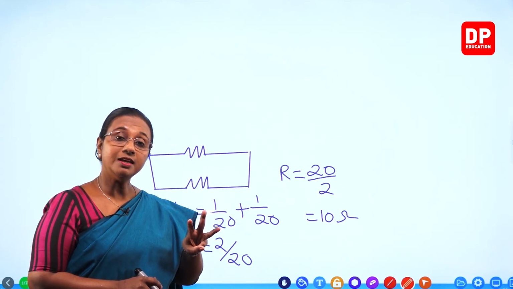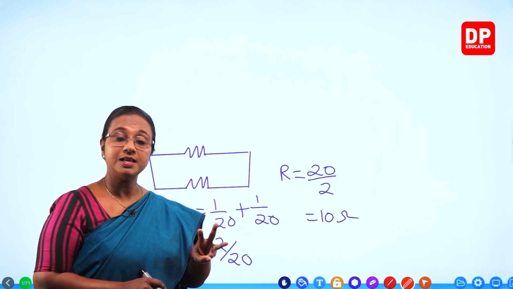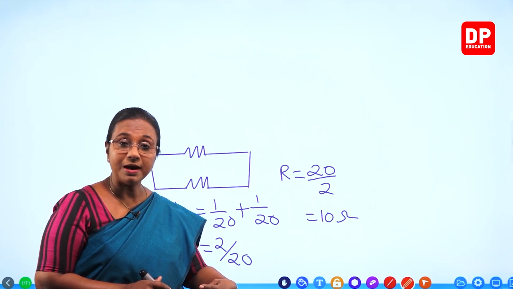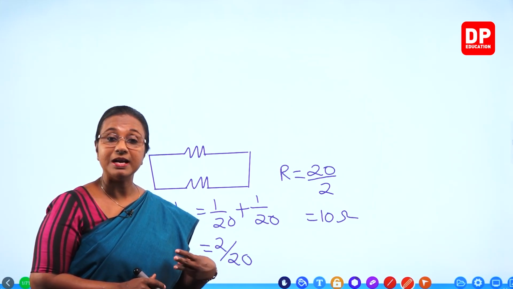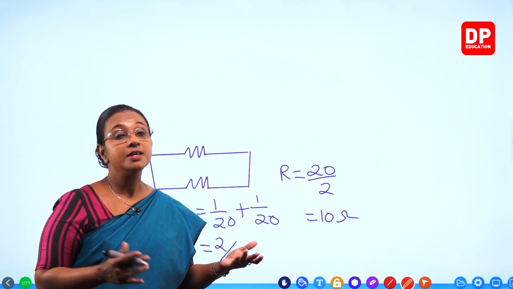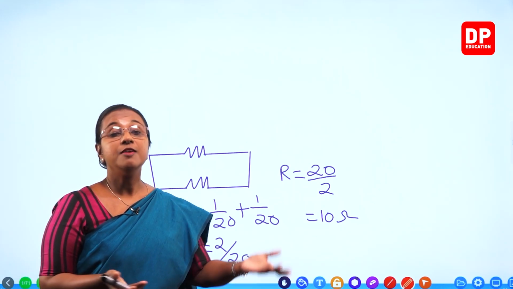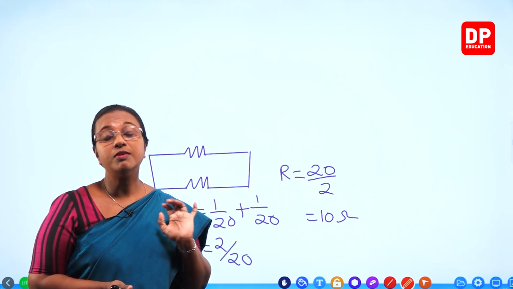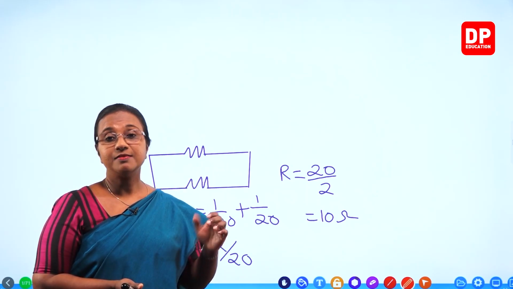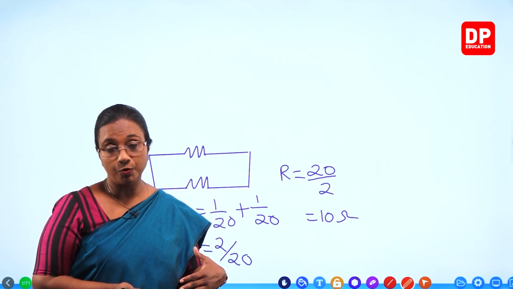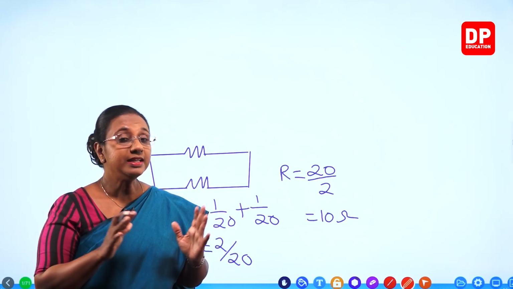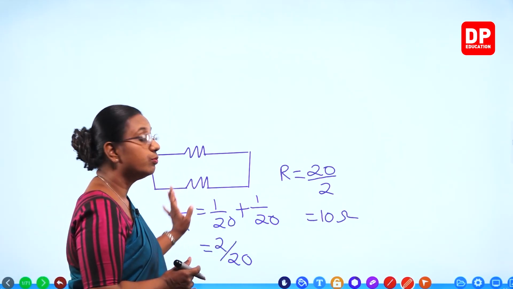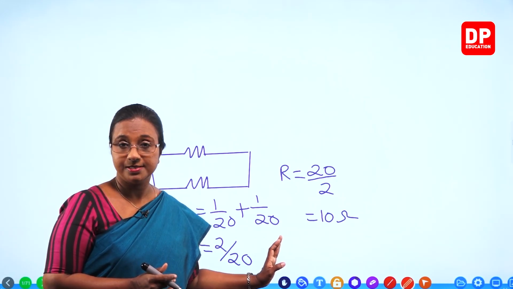If you had 3 20 ohm resistors, then the value will get divided by 3. 20 divided by 3 will be about 6 point something. If you divide 20 by 4 resistors, you get an equivalent resistance of 20 divided by 4, so 5 ohms. Like that, even if you try, you won't get the 3 ohm resistor.